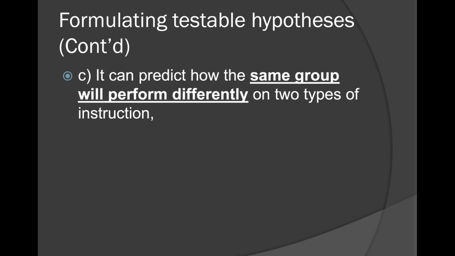So formulated, you can also look at how the same group performs differently on two types of instruction. So students' mathematical performance will be better when they use manipulative materials during the learning process than when they do not use manipulatives during the process. So you can see that the same group, you do two different things. A group of people reduce calories, another group of people increase exercise. And what is the outcome on these two different interventions?